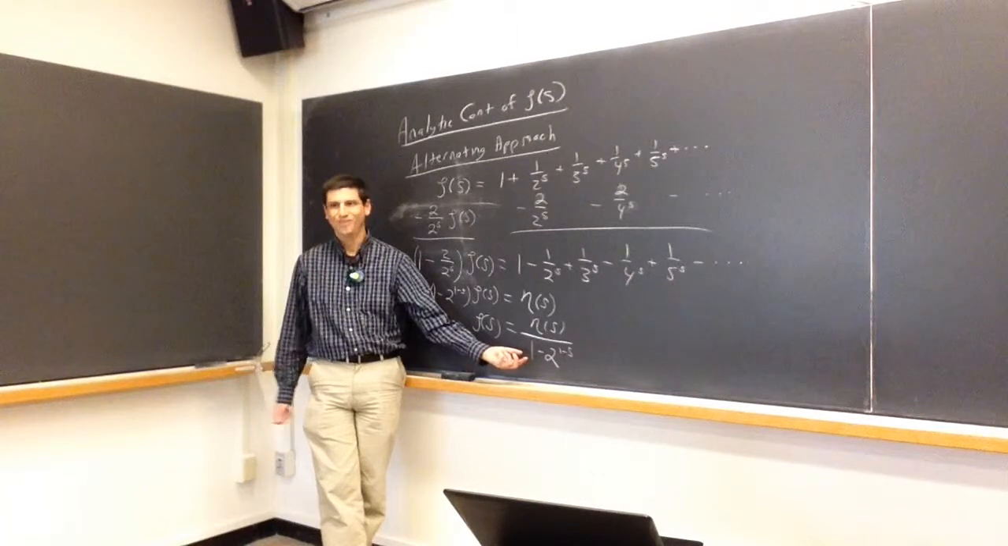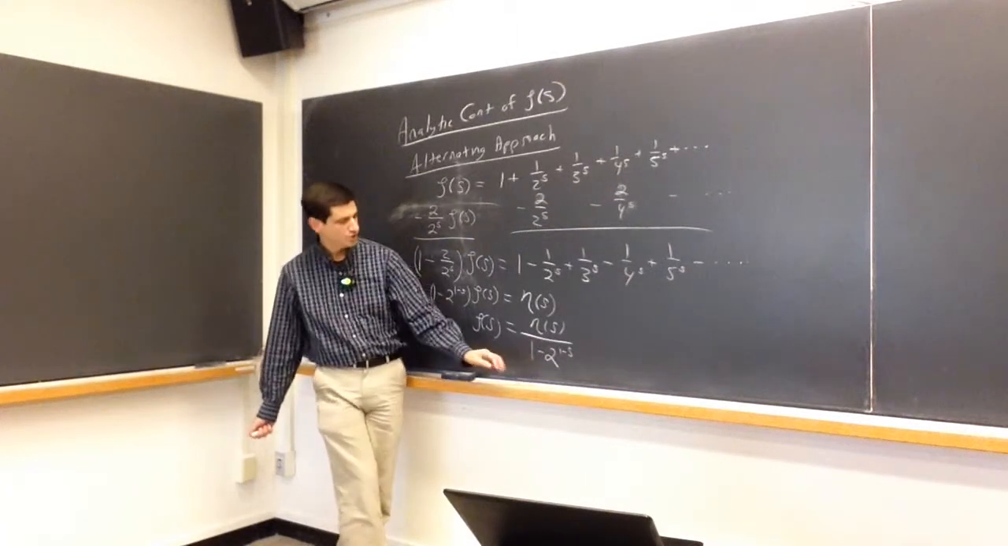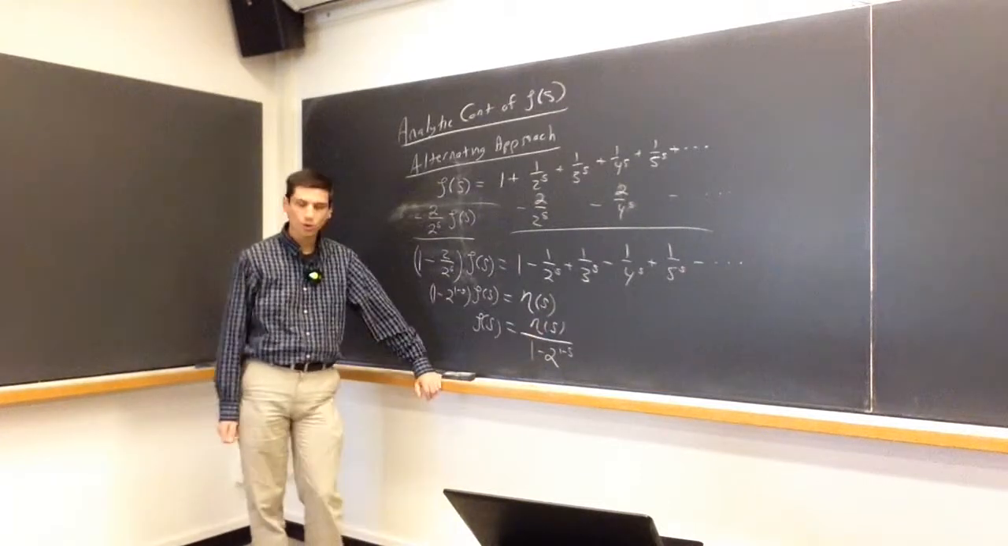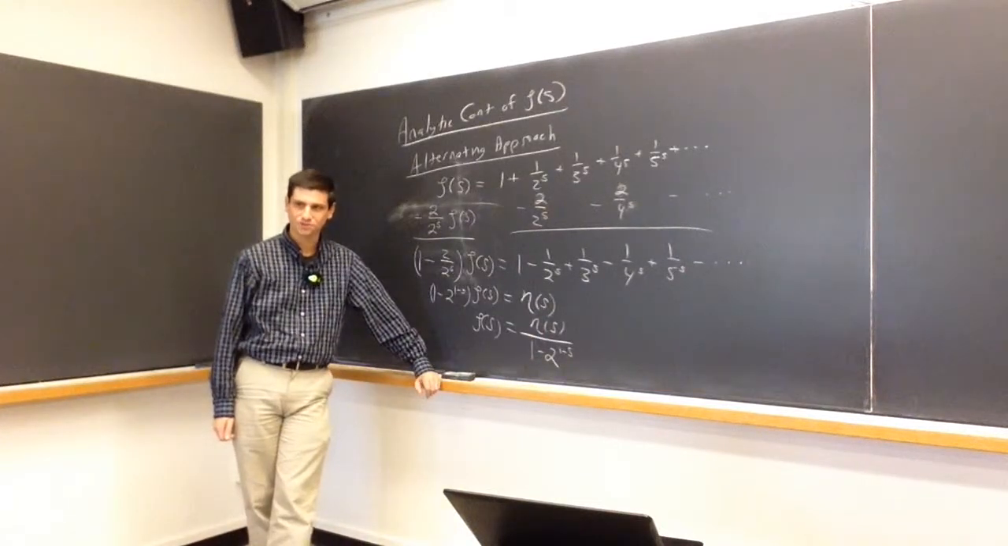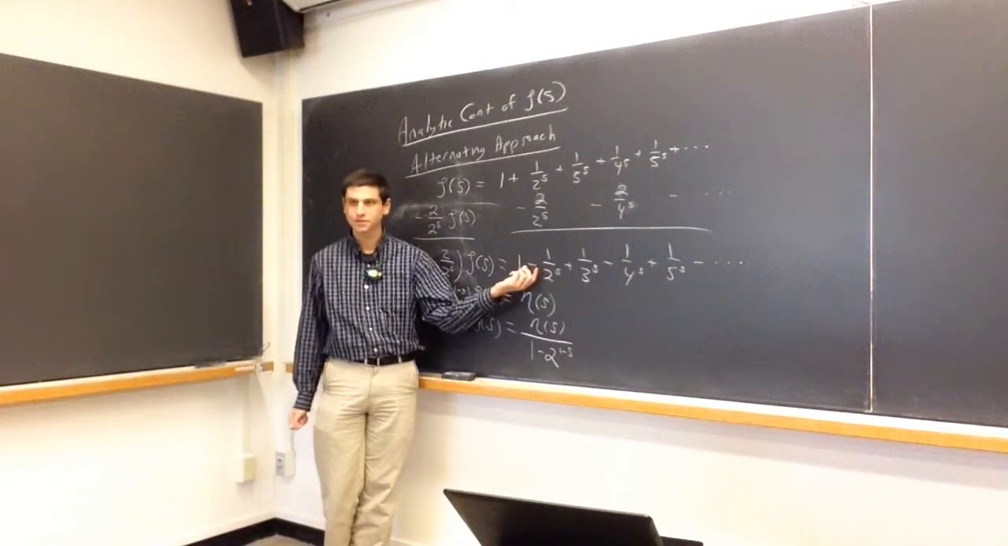When the denominator is 0, and when is the denominator 0? S equals 1. So you can then try to figure out, is there a pole at s equals 1? What's the residue? Other than that, we're okay so long as eta of s converges.